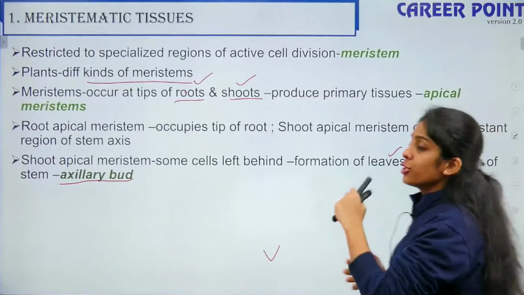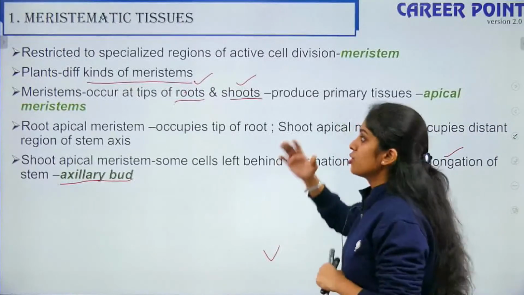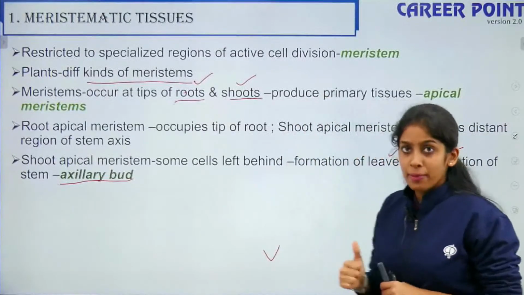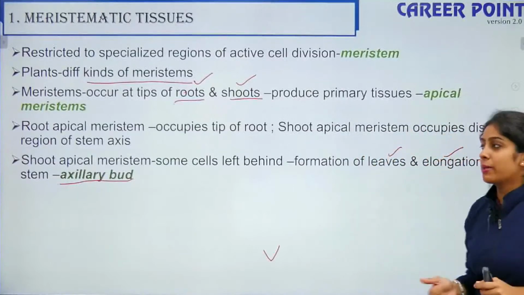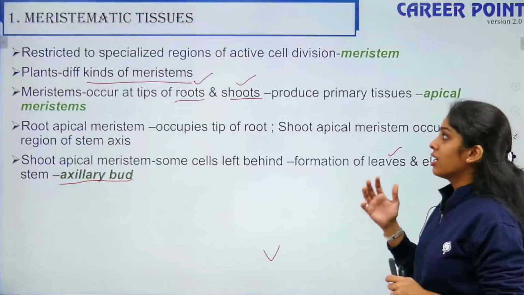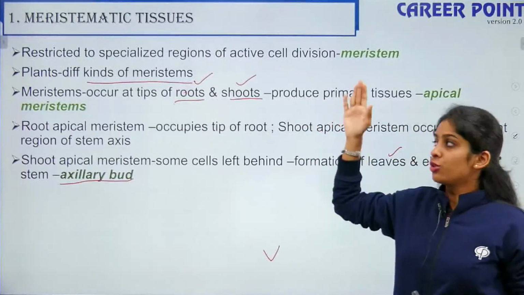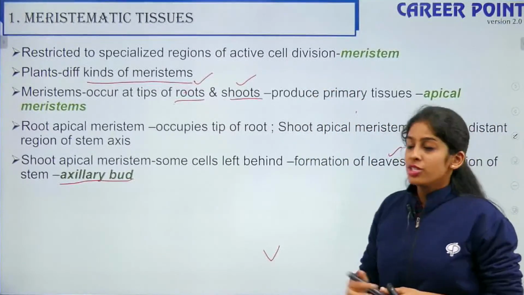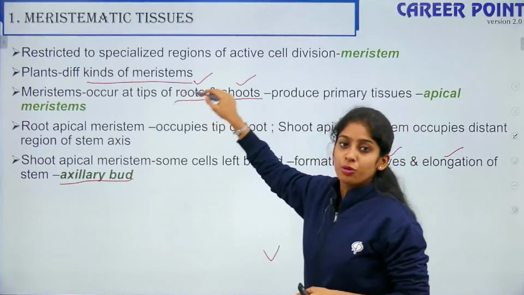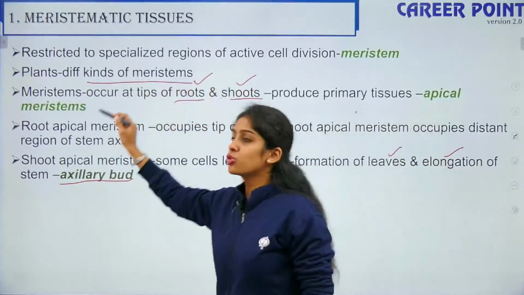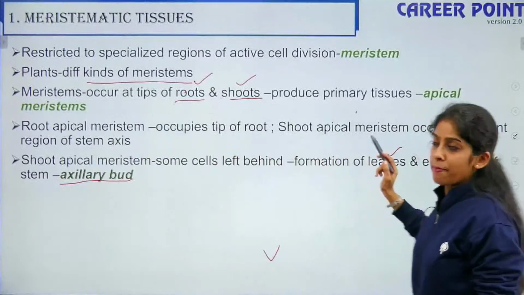Alright, so plants show different kinds of meristems. The first type of meristem is your apical meristem. So how do you define apical meristem? Meristems that occur at the tip of roots and shoots, and produce your primary tissue, are called apical meristem. Since it is found at the growing tips of roots and shoots, it is also known as root apical meristem and shoot apical meristem.